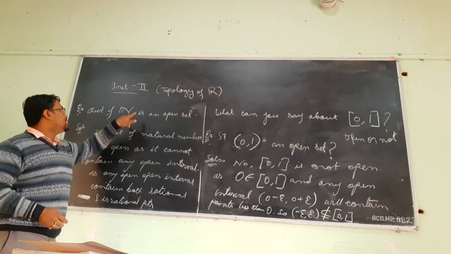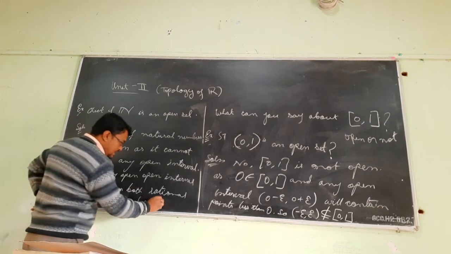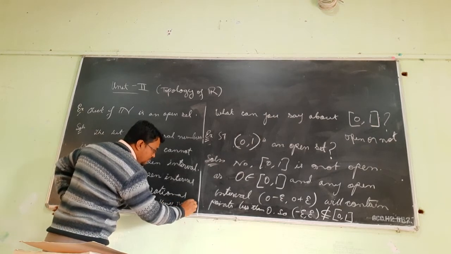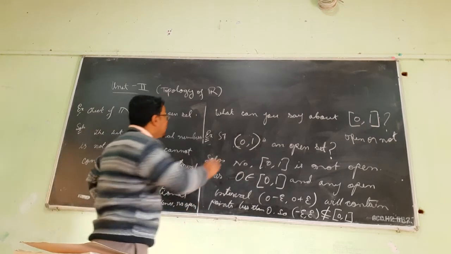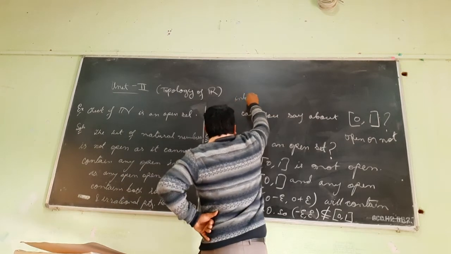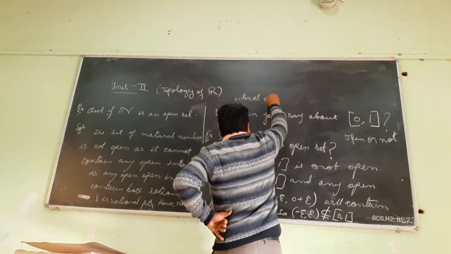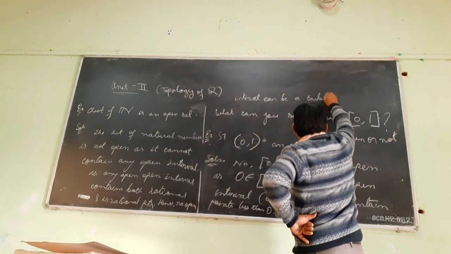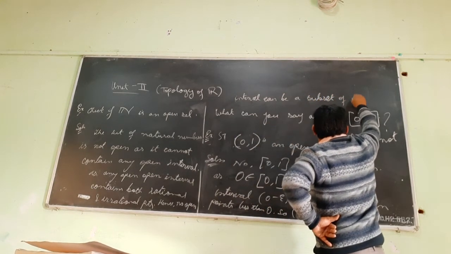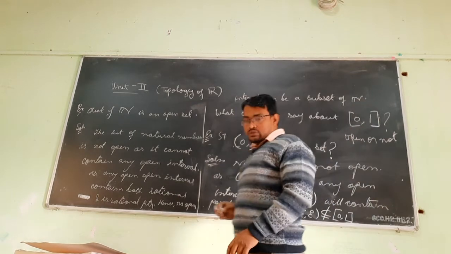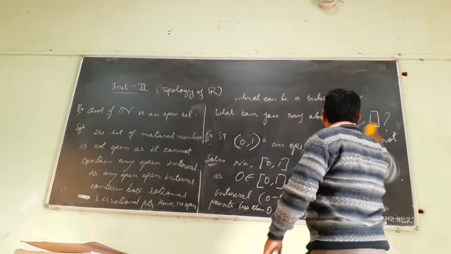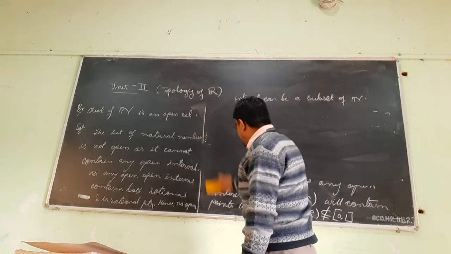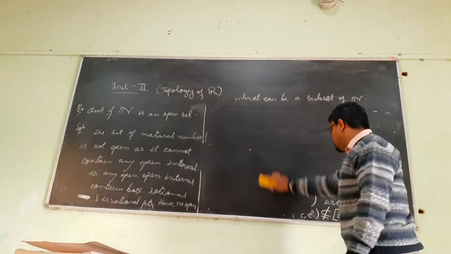So no open interval can be a subset of N. Hence, open intervals cannot be subsets of N. So the set N cannot be open. It's not an open set.